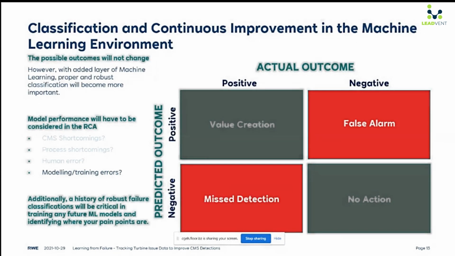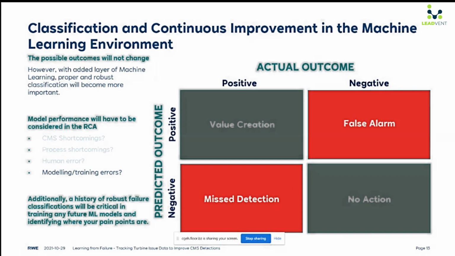So finally, as we increasingly turn digital, we cannot overlook this continuous improvement culture and tracking ability. From the confusion matrix perspective, the overall classifications will remain the same. The possible outcomes will remain the same. Now we simply have more inputs that analysts must consider when predicting. And when there is a negative outcome, you will now have the AI modeling and training data to consider in your 8D. These matrix classifications will be quite critical in providing data on how your ML models are performing.